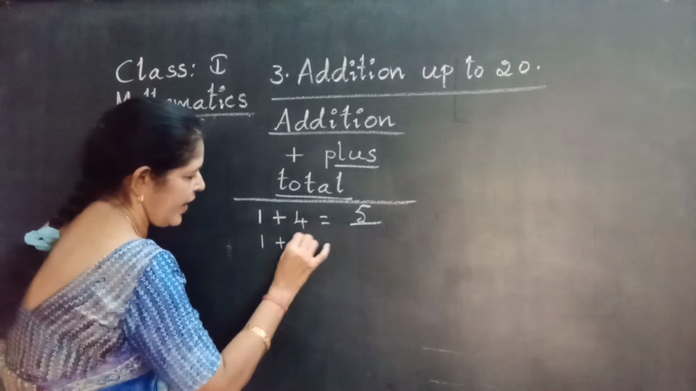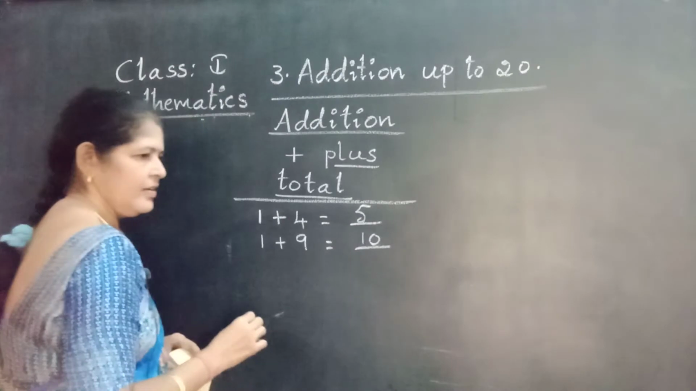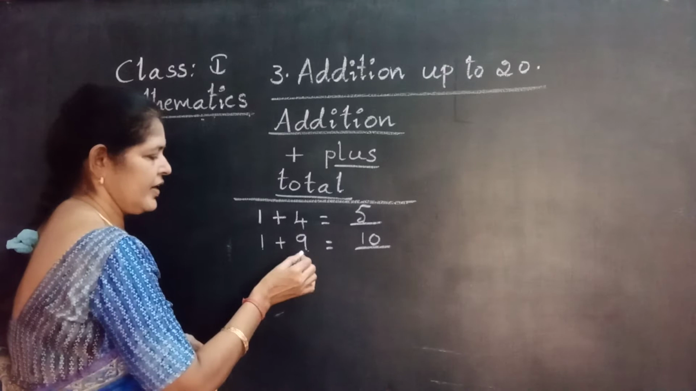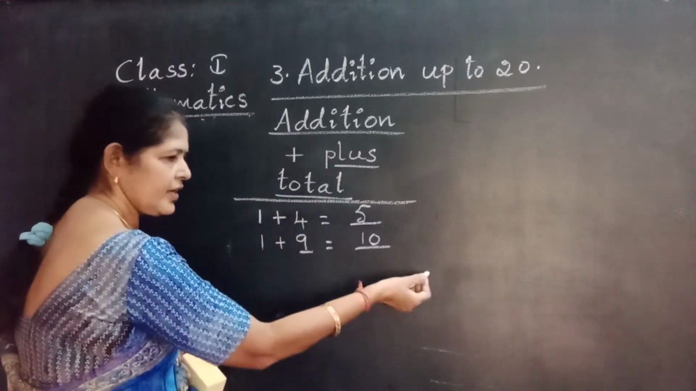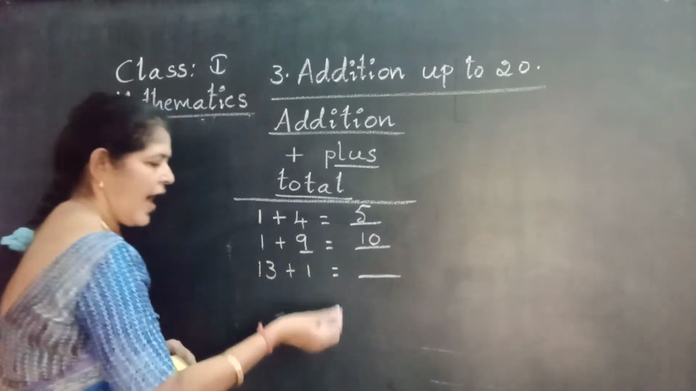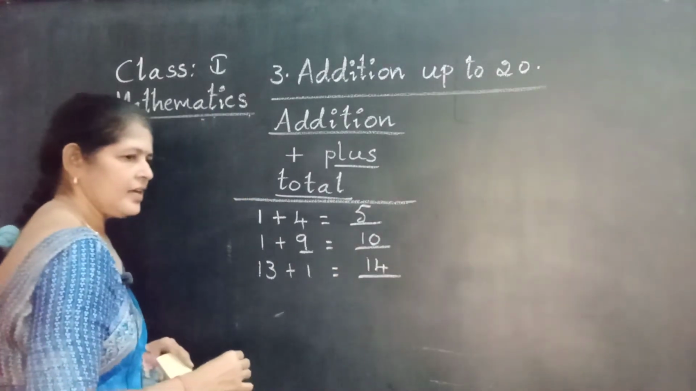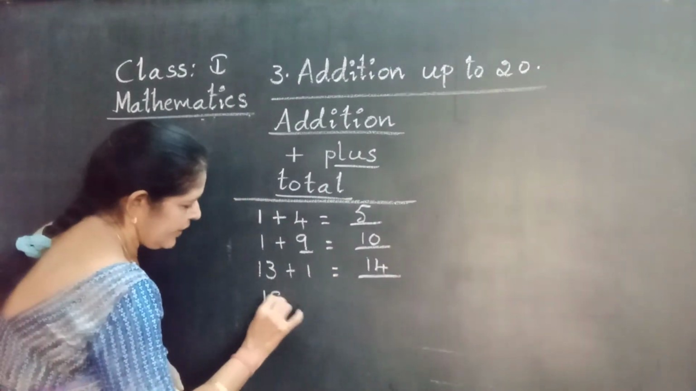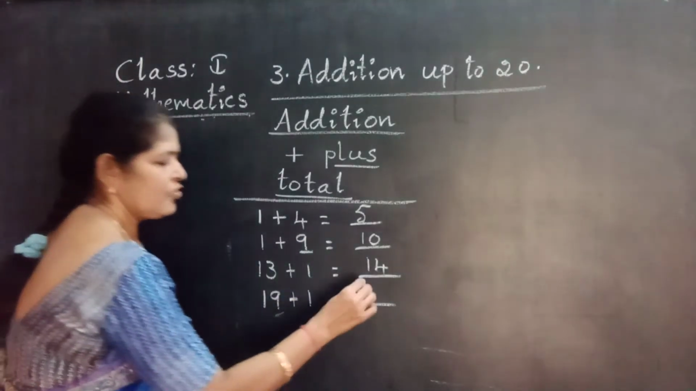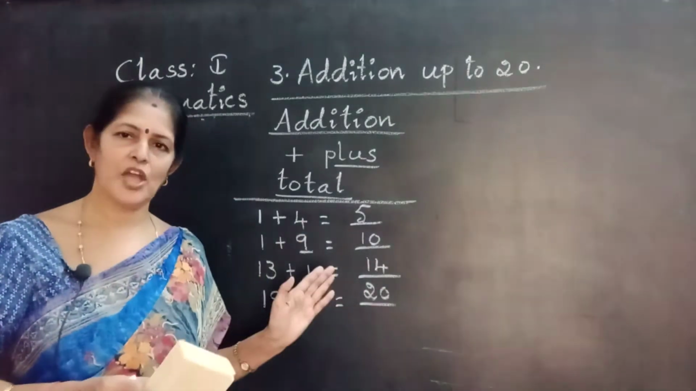1 plus 9. Very good. 9, after is 10. We add 1 to a number, we get the next number of the given number. Here the given number is 9. 9, after is 10. 13 plus 1. We add 1 to 13, then 13, after is 14. 19 plus 1. What comes after 19? 20. Very good.